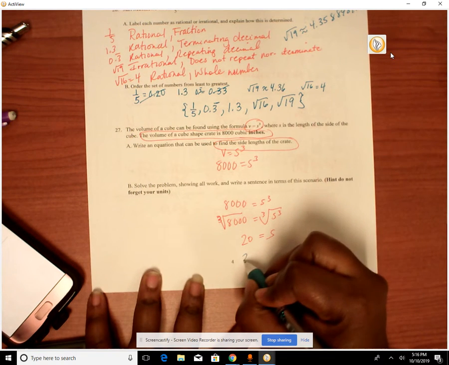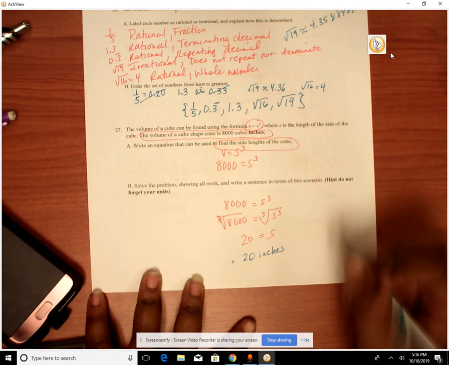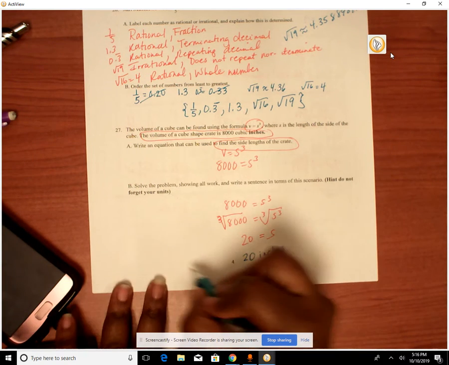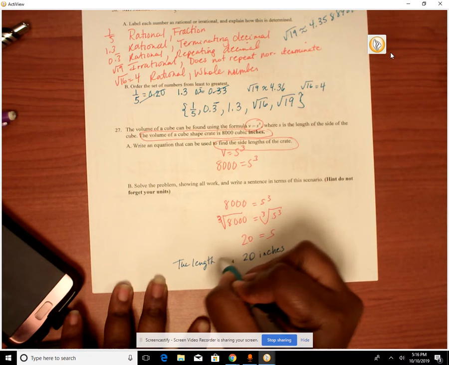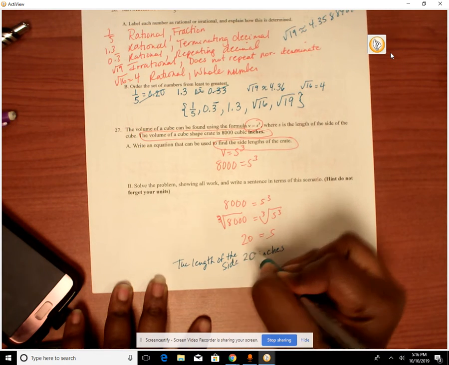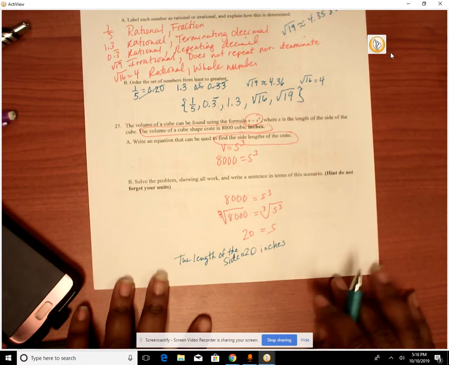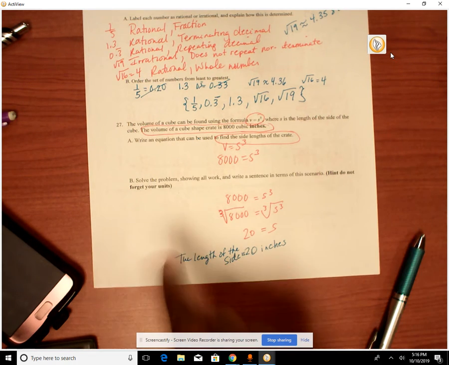So 20 inches. And remember, you're going to put this. So the sentence is the length of the side is 20 inches. And make sure you put your inches. It even says a hint, do not forget your inches.